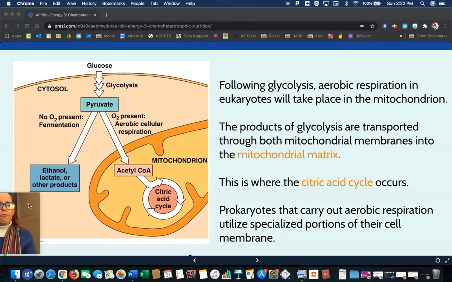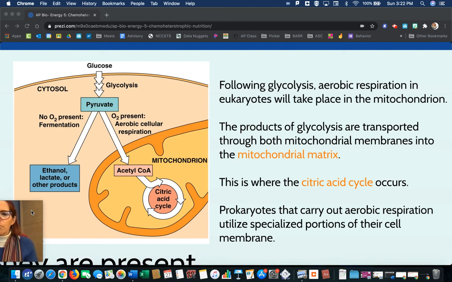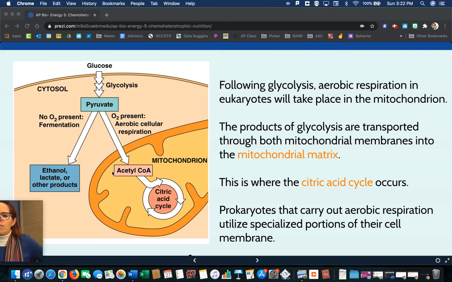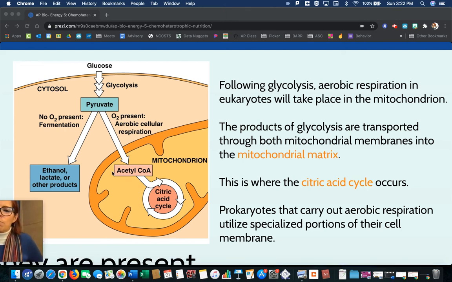It says, following glycolysis, aerobic respiration of eukaryotes will take place in the mitochondrion. The products of glycolysis are transported through both of the membranes into the mitochondrial matrix. This is where the citric acid cycle occurs. Prokaryotes, remember, don't have a mitochondria because they're the size of a mitochondria. They carry out special aerobic respiration. They utilize special portions of their cell membrane. So they have folds in their cell membrane, and that's what allows that to happen.